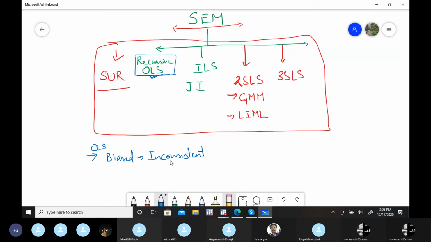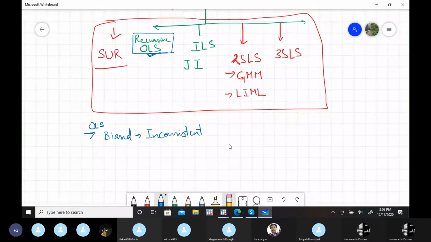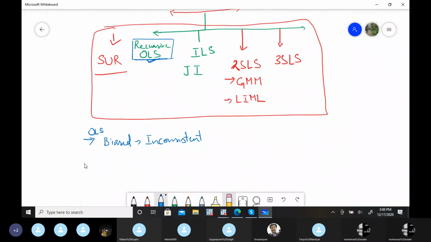So if results are biased and inconsistent, then before running any model, the first requirement is whether our equations satisfy the rank and order conditions. First, we have to identify whether the equation is just identified or over identified. If it's unidentified, there is no model which you can apply. There is no solution for unidentified equations. Only in the case of just identified and over identified equations do you have these different methods.